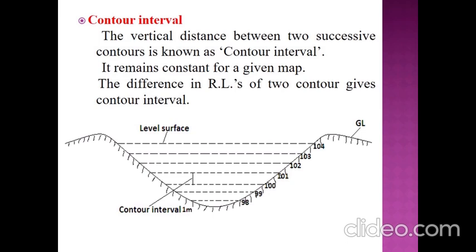Contour interval is inversely proportional to the scale of the map. So depending on the nature of the ground, the scale of the map is different. We can calculate the contour interval with the help of this formula: contour interval is equal to 25 divided by the number of centimeters per kilometer. Then the next factor is the purpose of the map.